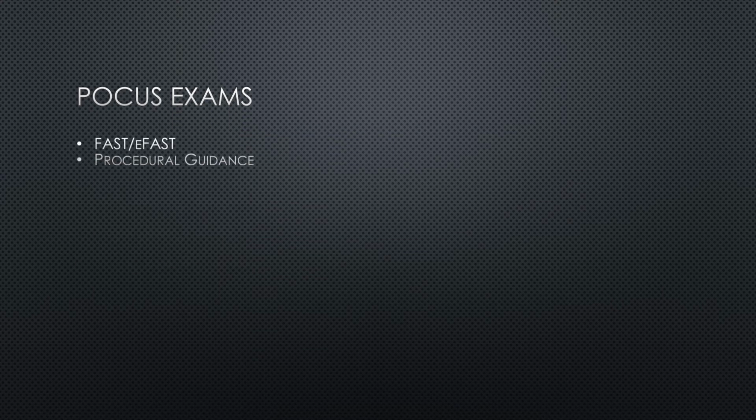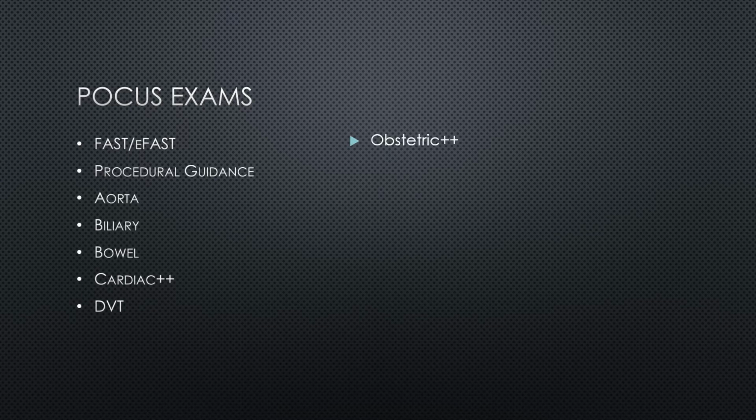So here's a brief list from ACEP, but I've marked it a little bit clearer, I think. So you have FAST, EFAST, procedural guidance, which is sort of everything procedure based, aorta, biliary, bowel, cardiac, DVT, OB, ocular, renal GU, soft tissue MSK, thoracic, and others. Others might include scrotum, appendix, transcranial Doppler, peritonsillar abscess, esophageal, or contrast enhanced studies, just things that aren't considered core to emergency medicine now, but maybe they will in the future.